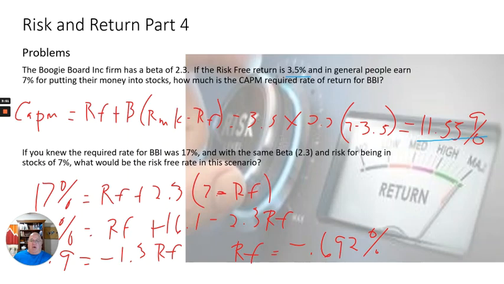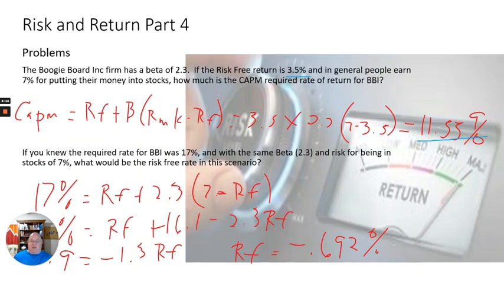I give them what the required rate of return is and make them solve for something in between. So it's 17% required rate of return. The equation is still the same, risk-free plus 2.3 times the return of the market minus the risk-free. Interestingly, we can multiply across, add up and multiply across, or we can multiply across and add or subtract and get exactly the same answer.